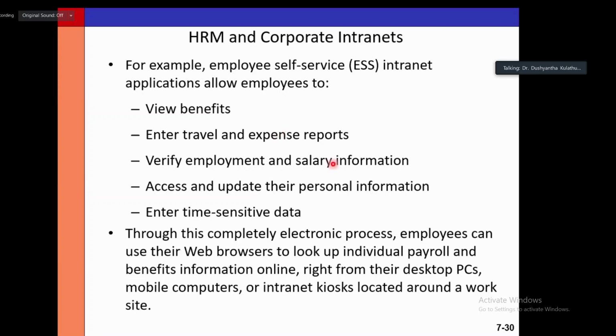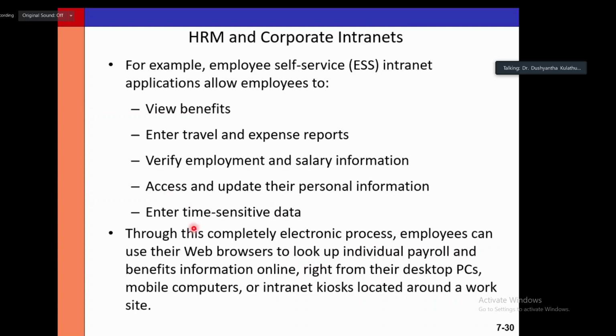Verify employment and salary information, similar to benefits. You can verify some employment related information and salary related information on your own. It's a self-service. Access and update personal information. I highlighted this one. Personal information may be updated by employees on their own as a self-service. And enter time-sensitive data.